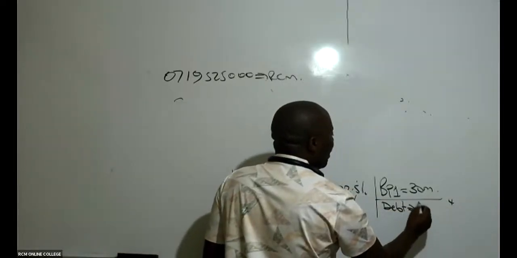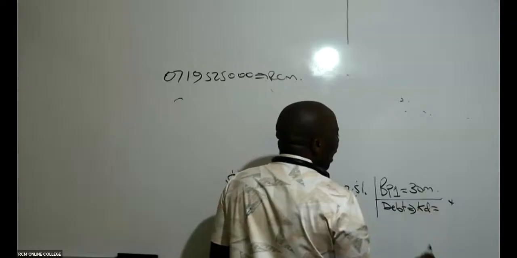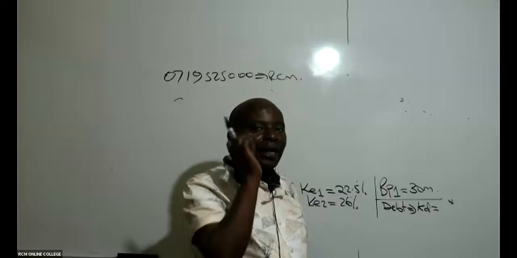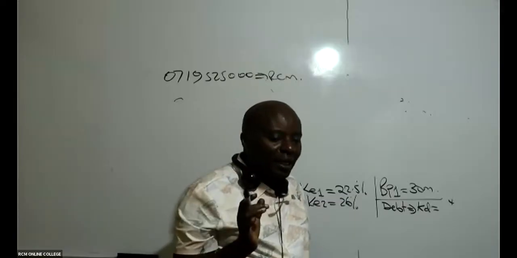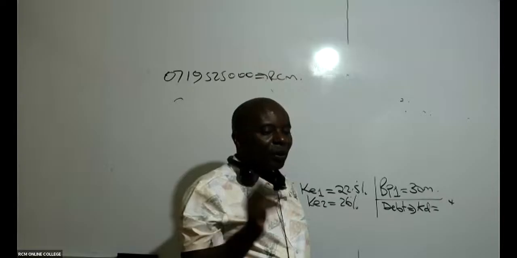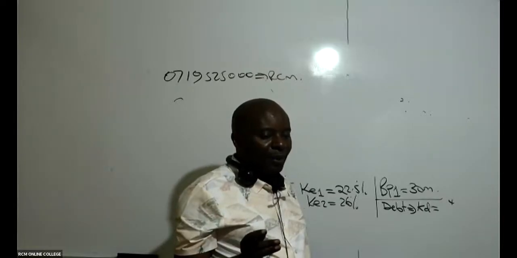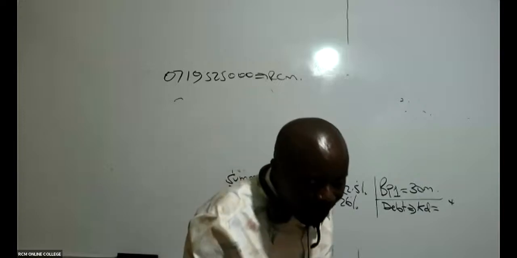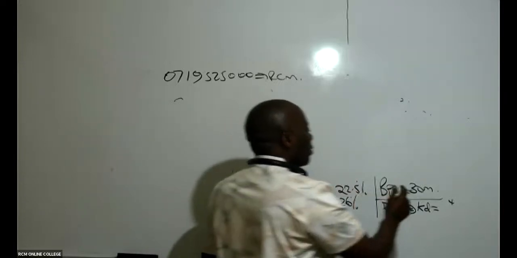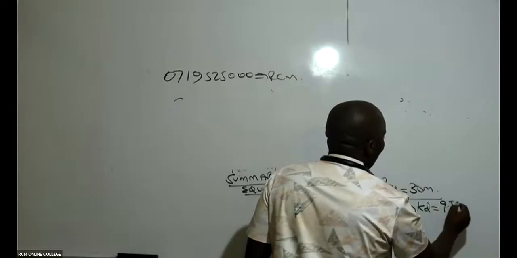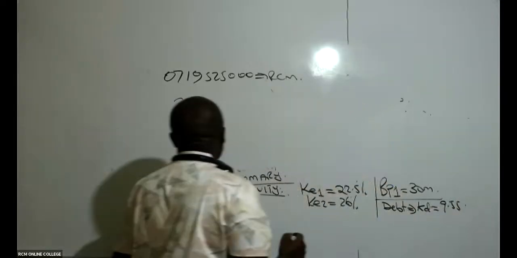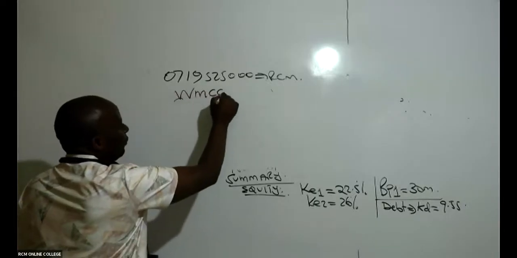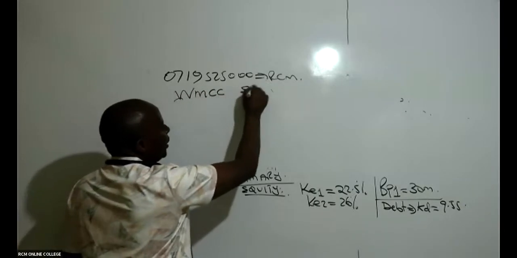If I remember very well, KD, the cost of debt, was only 1. Was it 9.26? KD was only 1 without a break point. 9.55, yes. This was only 1, 9.55 like that. So go ahead and give us the WMCC schedule.